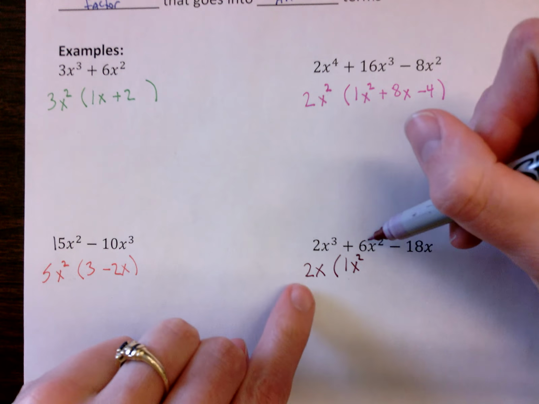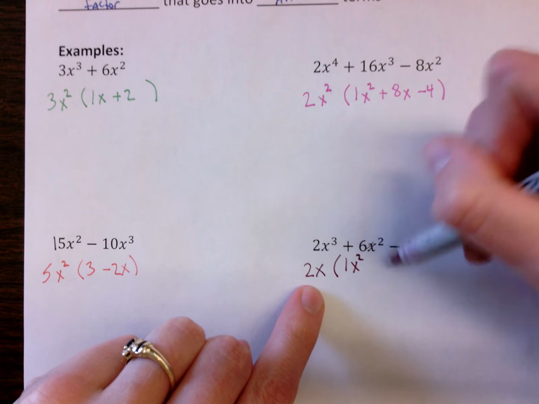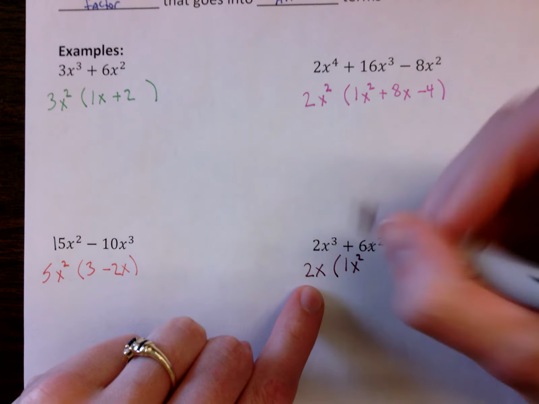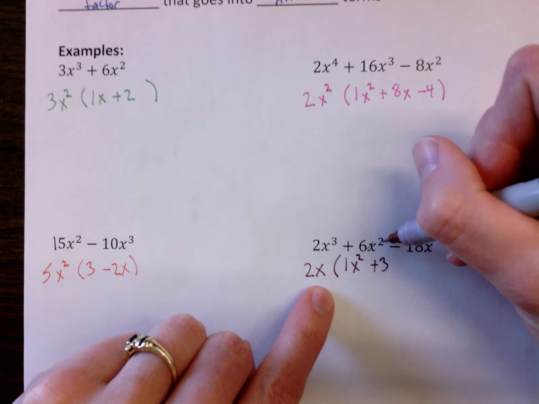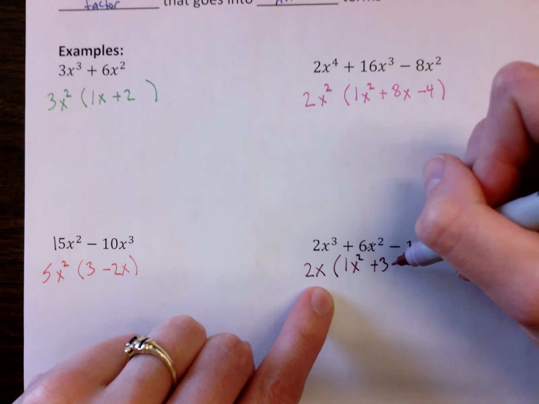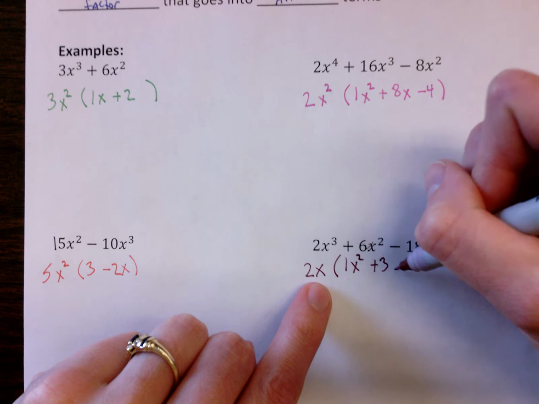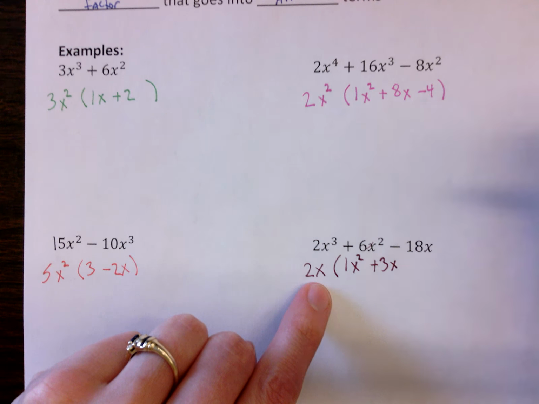All right, next guy. 2 times what is going to get me to positive 6? 2 times positive 3. And if I have 1x and I need 2 x's in the end, how many more x's do I need? So 1x, how many more to get me up to 2? Just one more.